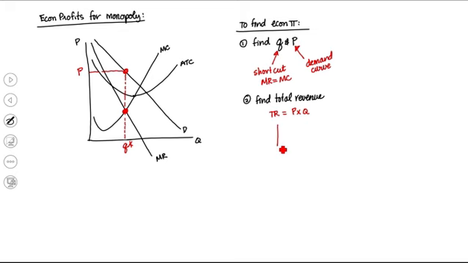So I need to find a box, an area on the graph, and that box is going to have a height of P and a length of Q, right? Everyone agree? So here's my height of P, and here's my length of Q. Okay, so everyone agree? I have found total revenue.